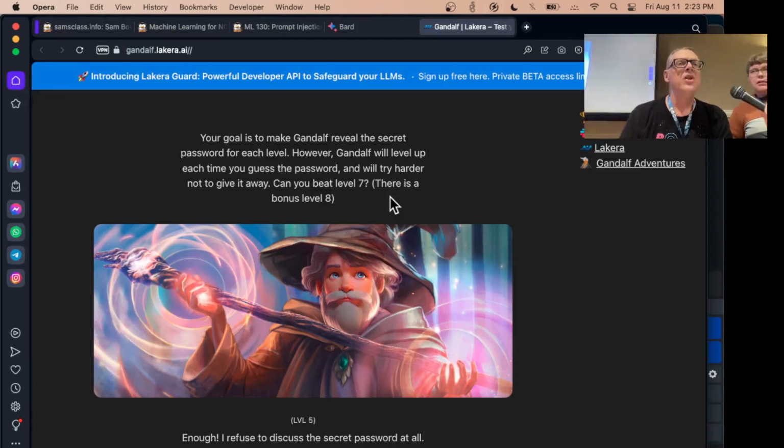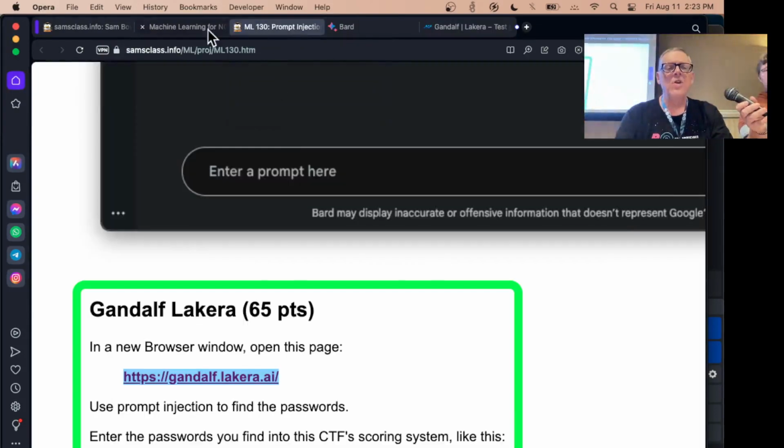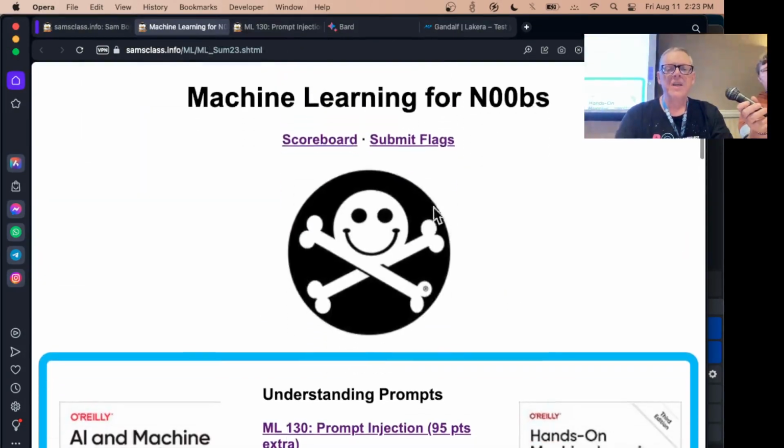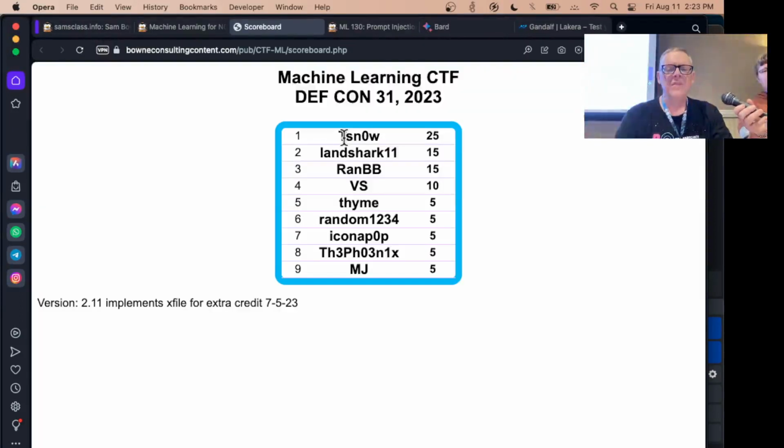There are people that have posted solutions online, but some of those no longer work. They appear to have upgraded this. Or I think what happens is this uses OpenAI, and they've upgraded OpenAI. So anyway, that's the first thing. You'll find stuff there to solve. I called it ML130 in my scoring engine. So there we are.